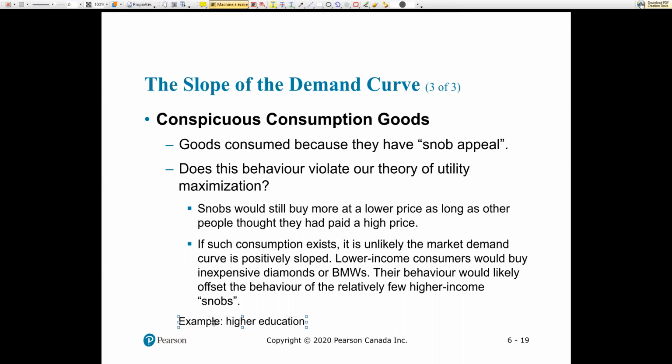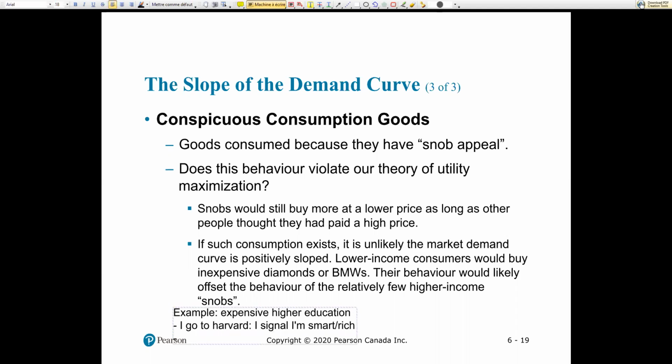Expensive higher education is a very good example of all these things. So what's going on? One is that if I go to Harvard, I signal that I'm smart or rich. So there's the signaling part. The second part is simply that there's a lack of information.